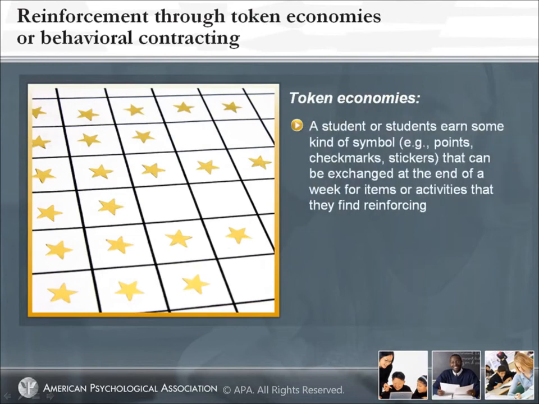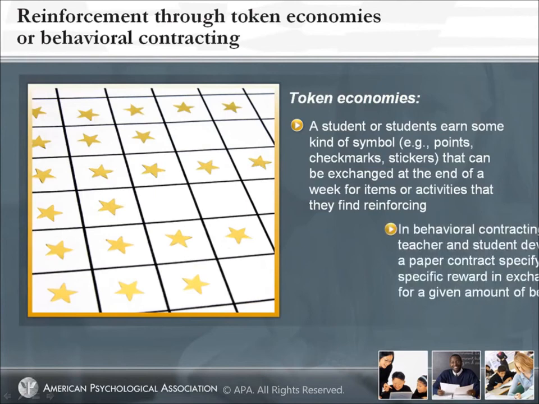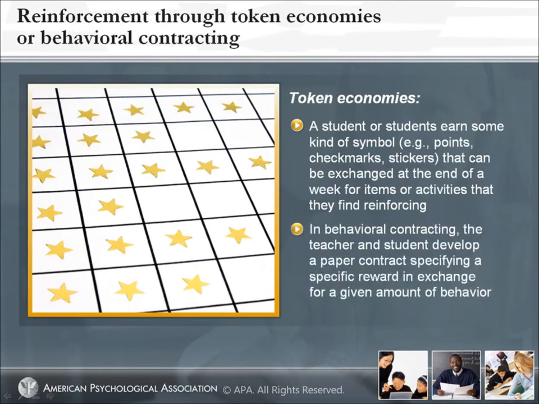In token economies, a student or students earn some kind of symbol, for example, stickers, points, check marks, that can be exchanged at the end of a week for items or activities that they find reinforcing. In behavioral contracting, the teacher and student develop a paper contract specifying a reward, for example, extra free time, time to visit a favorite school staff member, in exchange for a given amount of behavior, for example, 2 chapters completed or 4 days with less than 3 call-outs.